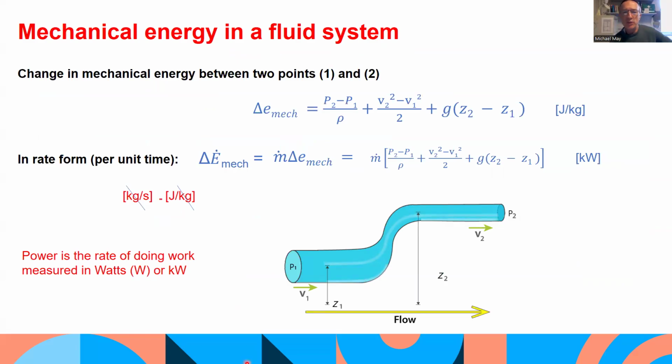If we're operating between 2 points and we want to know the change in mechanical energy between 2 points, for example, in a pipe system, we get the change in each of those terms between those 2 points. If we multiply that in joules per kilogram by mass flow rate, which is m dot in kilograms per second, we will get kilowatts. So m dot is kilograms per second, and the energy per unit mass is joules per kilogram. The kilograms cancel, and you're left with joules per second, or watts, the rate of energy.